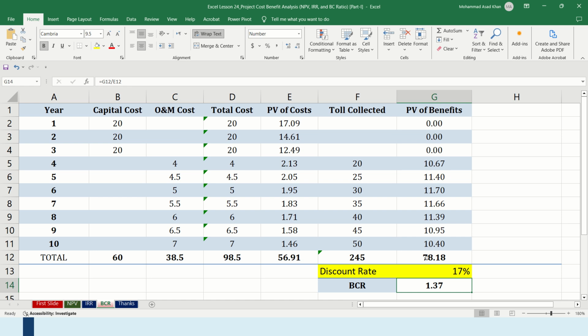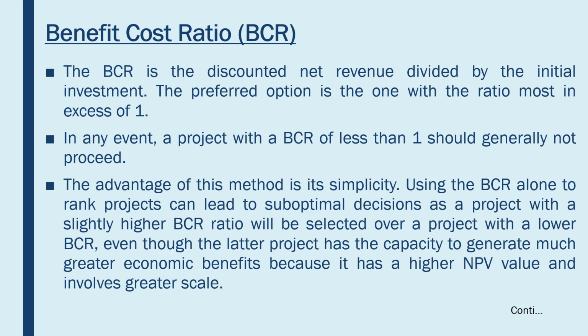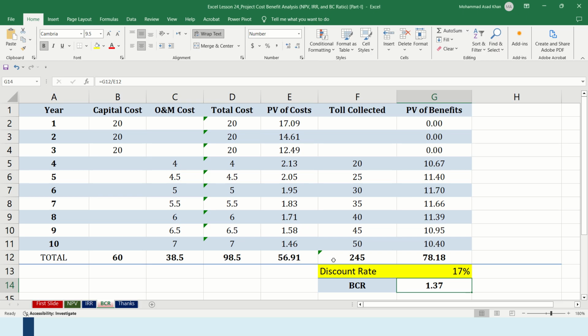Here's the formula. In the formula bar, you can see that. So this is good. It's more than 1. So the definition is that it should be in excess. You can simply say that by investing $1, you are getting 37 cents. So it's not a bad thing. Anything which is going beyond 1 is good.